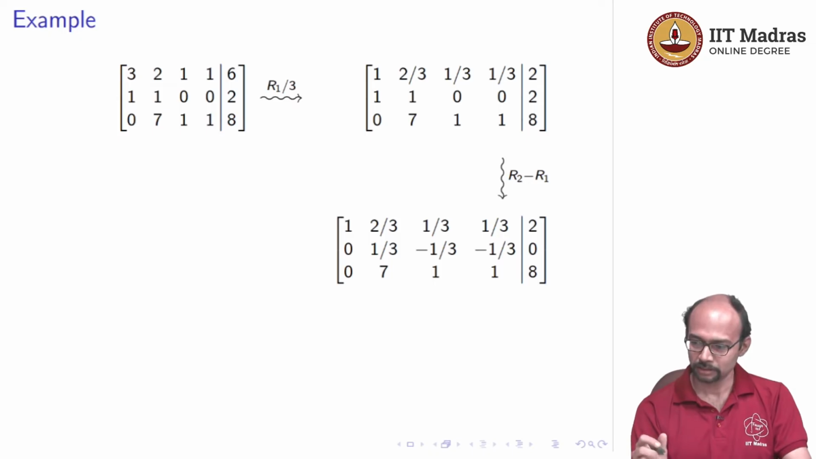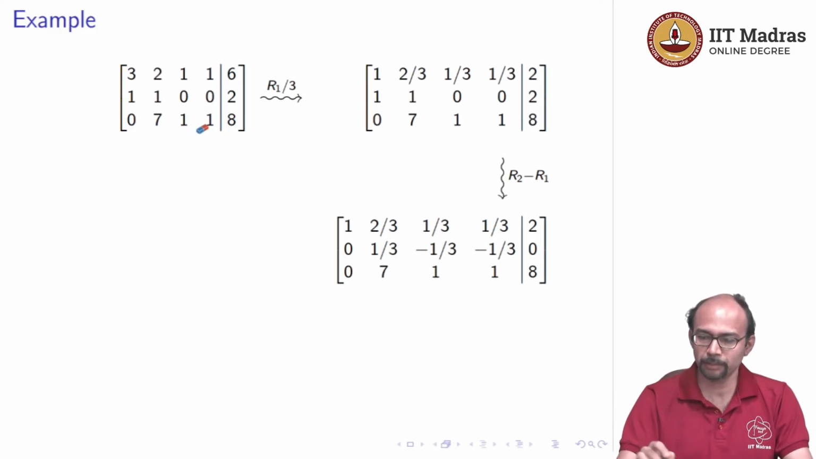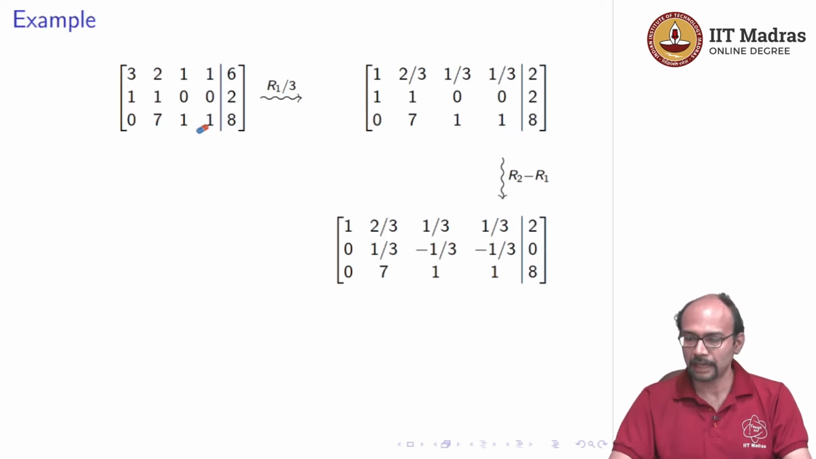And now notice what's happening here. We are not performing these operations only on the A part, we are performing it on the entire matrix. So that includes the B part, it includes the column B. So in the first step, the R1 by 3 was also applied on the column B, right. So you have to apply it on the entire row, not just the row of A, but the entire row. Okay.